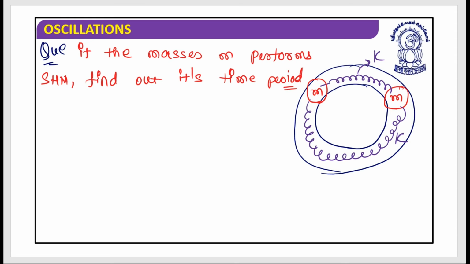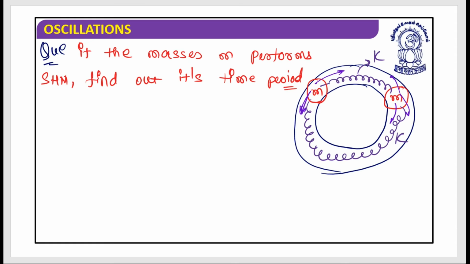What can be done? If you have a doubt about how this performs an SHM, let's understand: you will place this here, you will place this here, and just release it. So they will move in this direction and this direction, and this is how they will perform an SHM.